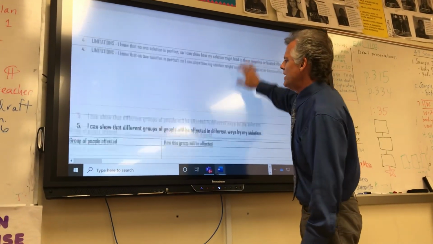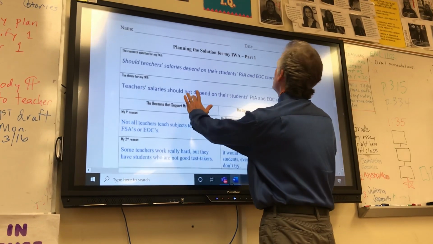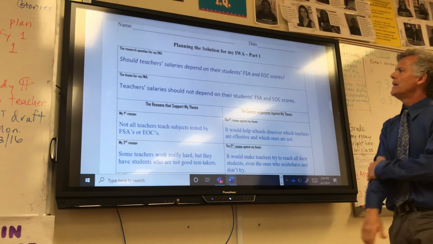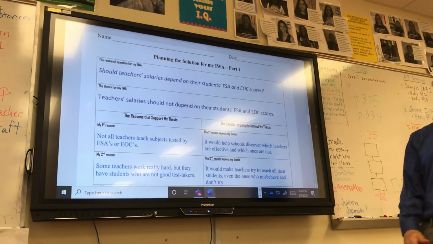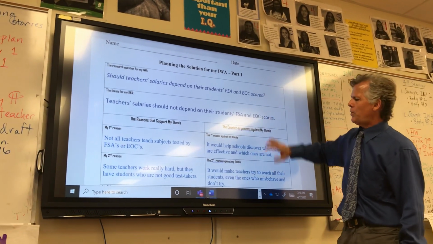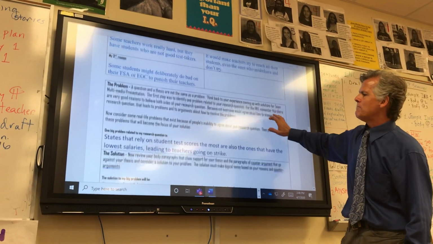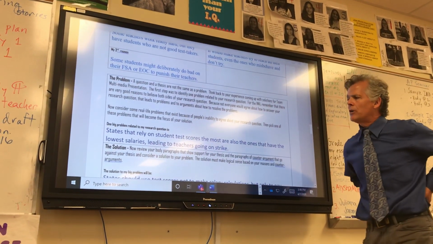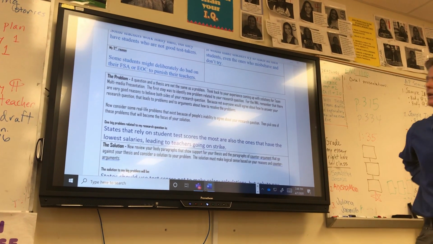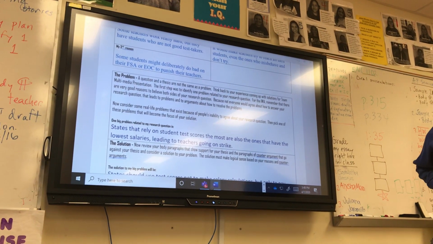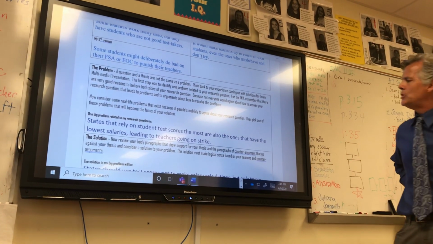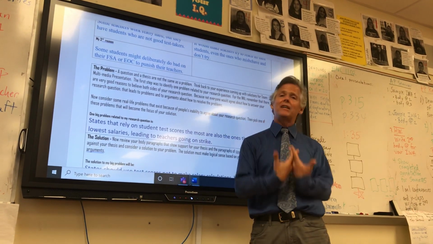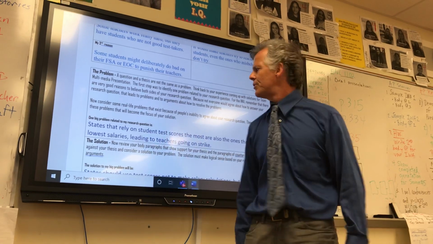So let's go down here and let's look at the sample right here. This is the research problem that I had. Should teachers' salaries depend on their students' FSA and EOC scores? From this question, I came up with this problem. States that rely on student test scores the most are also the ones that have the lowest salaries, leading to teachers going on strike. Teachers going on strike, that's a big problem. Teachers are not coming to classrooms and students are not learning.